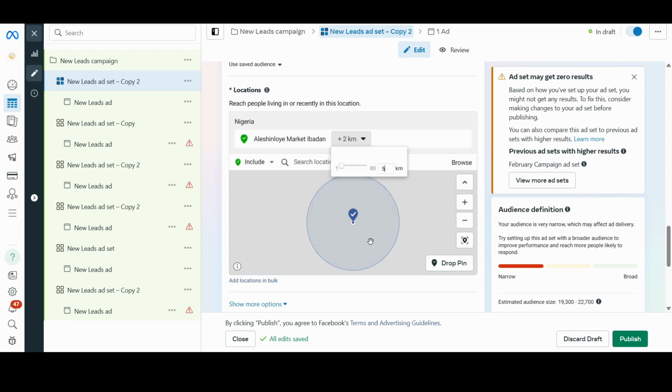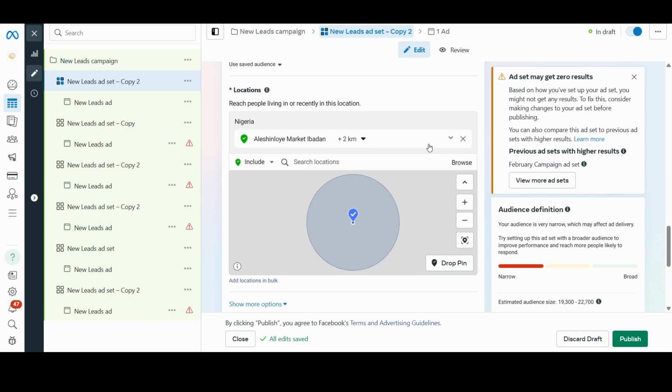And so we could do that. Or we could actually drop pin. What does that mean? It means that you look at your map and then you drop the pin exactly where you want it to be. It could be your office. You drop the pin there, you get your location, and you're doing geo-targeting.